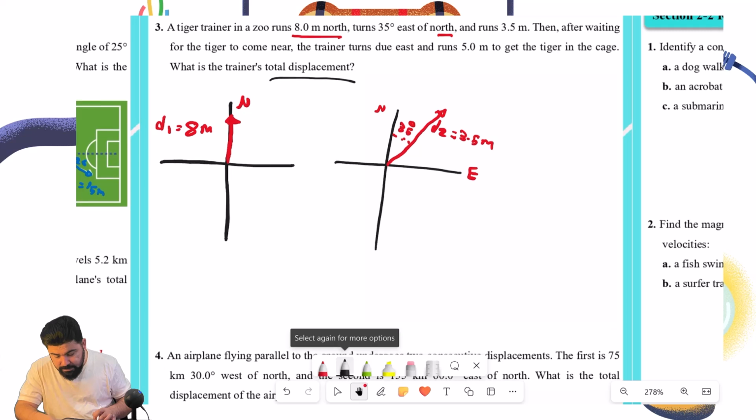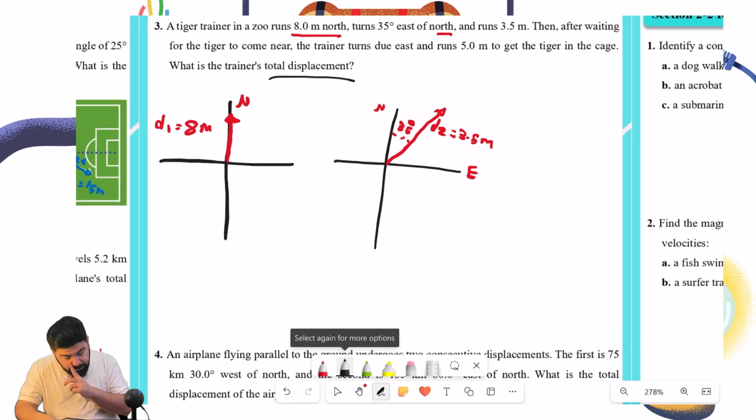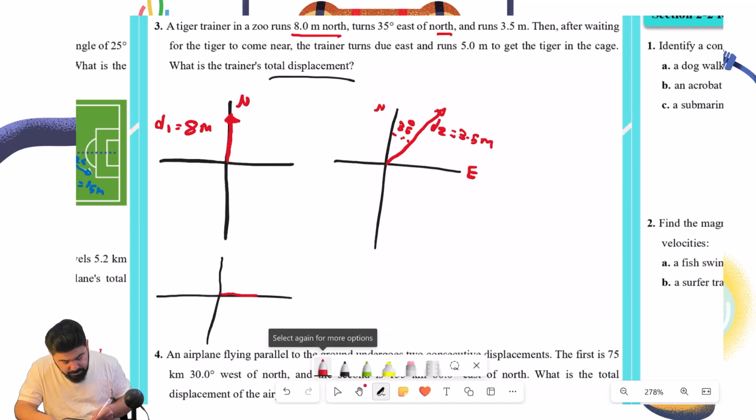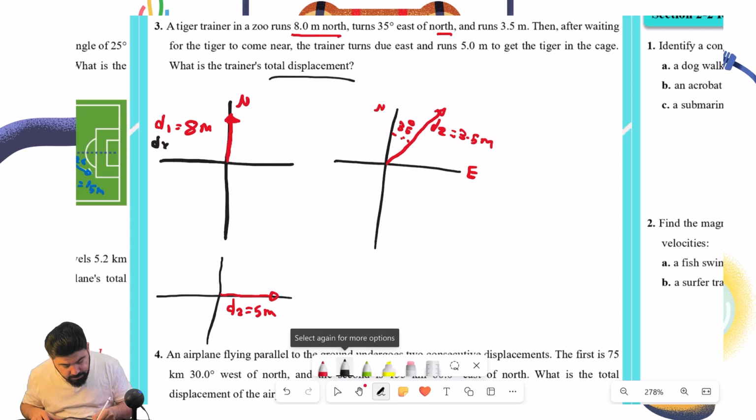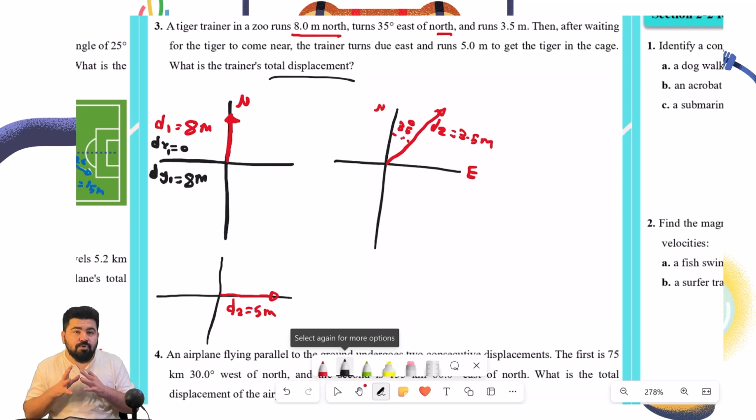And then the last one, it says, then after waiting for the tiger, the trainer runs due east. Okay, look here, please. So he runs east again, and then d3 is equal to 5 meters. How can I calculate this, guys? It's very, very easy. For the first one, I have no x, so dx1 is equal to 0, dy1 is equal to 8 meters. I have no x component, so I don't have to add that.